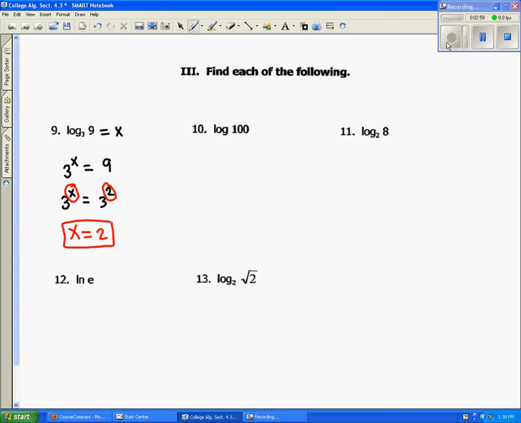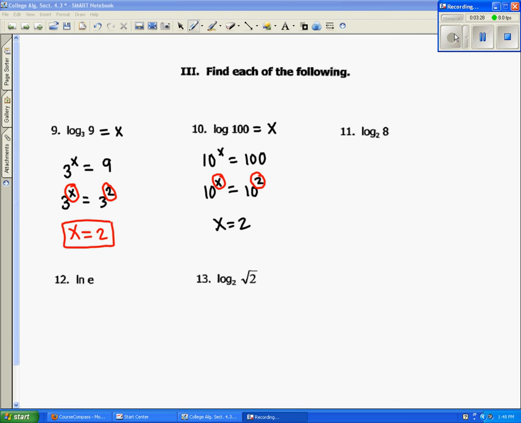So in number 10, there is a known base 10 right here. If nothing's there, there's a known 10. So set this equal to x. So 10 to the x is equal to 100. If I can rewrite this to have the same bases, I can write 100 as 10 squared. Once the bases are the same, we can set exponents equal to each other. So we get x equals 2.